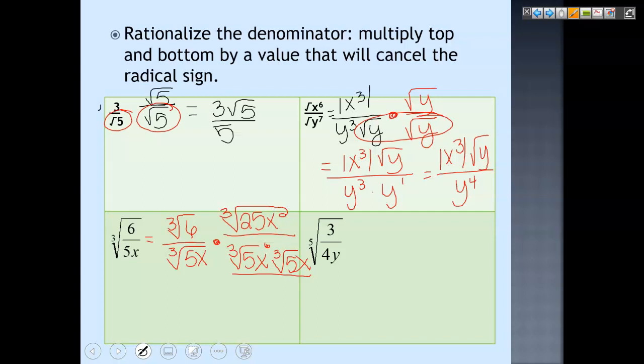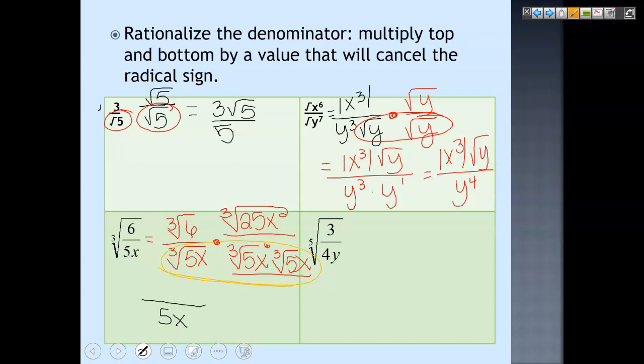And 5 times 5 is 25, x times x is x squared. The cube root of 25x squared is equivalent to writing it twice. Does that make sense? Like what's on top and bottom, I have to make a 1. So that's 2 ways to write the same thing. You have now rationalized your denominator because you have 3 of them. So this becomes 5x.